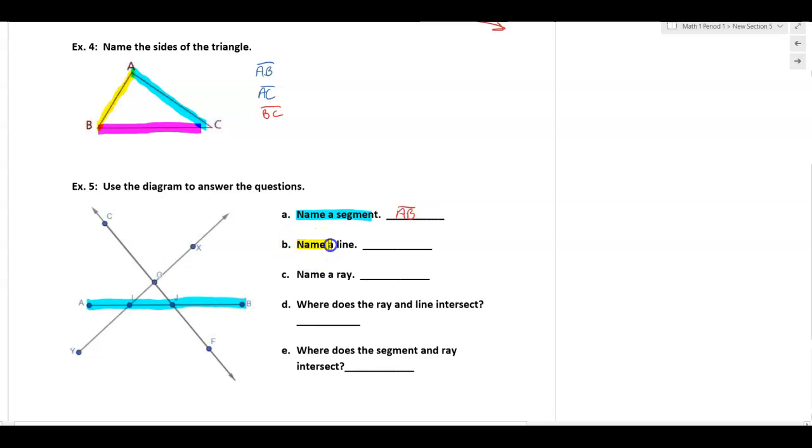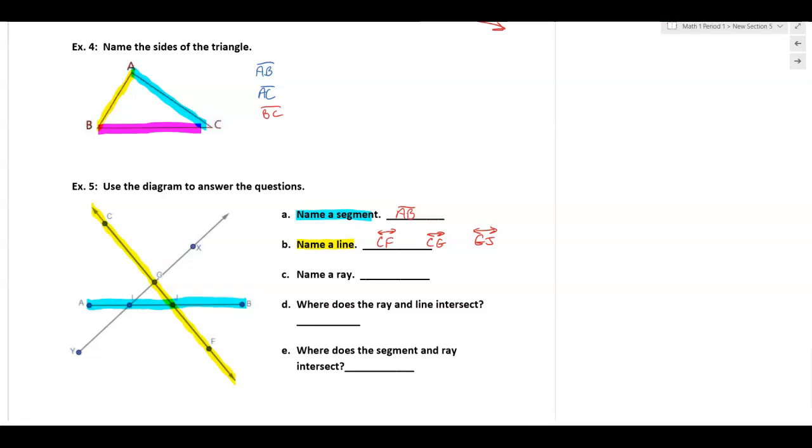Next, they want you to name a line. This here is the line because the arrows on each end tell me that that extends in both directions forever and ever. So we would say line CF. Now remember, I can use any 2 points. I could use CG. That would be another way to name the line. I can name it GJ, right? As long as I use a proper symbol above.